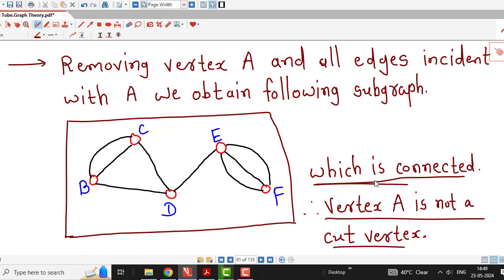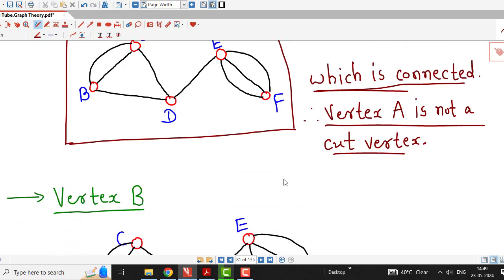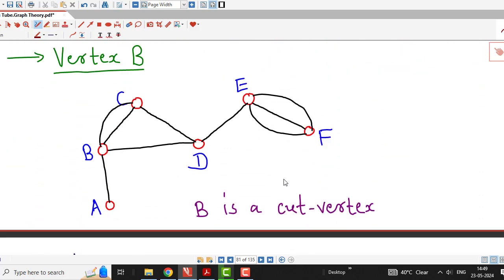A would be a cut vertex if the graph obtained from G after removing vertex A and all edges incident with A was disconnected. But here we obtain a connected subgraph, therefore vertex A is not a cut vertex. Similarly we check for vertex B. For that I have to remove edges containing B as an endpoint. There are 1, 2, 3 and 4 edges, so I am removing these edges whose endpoint is B.